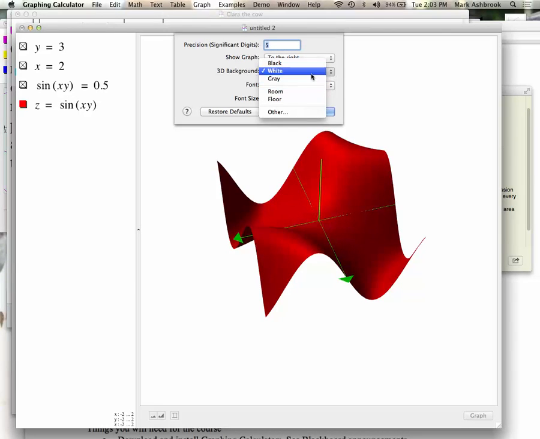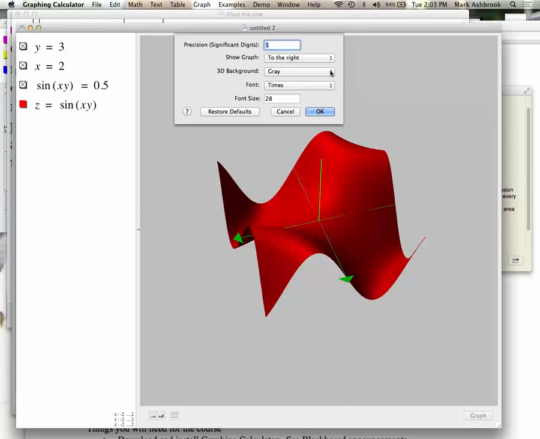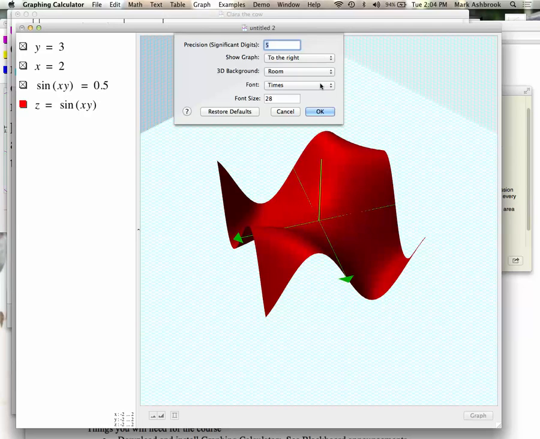Okay, so you could do a black background, but I don't recommend it with this overhead projection. Gray. Room. Room gives us a kind of 3D grid effect. Anyway, I'm going to go with white.